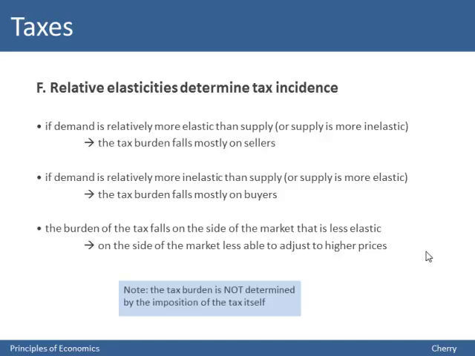So this clarifies where the tax incidence comes from. It's elasticities. It does not come from how the tax is imposed. Right? So you could have a sales tax, and it looks like it's being imposed on the buyers. But in reality, the market dynamics are going to shift that burden, and it's going to be determined by the elasticities of that market.